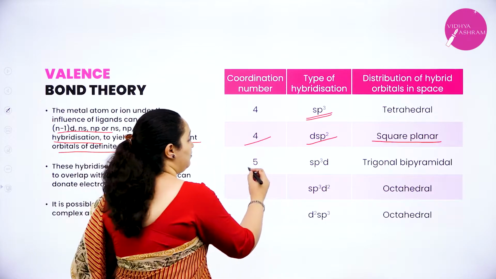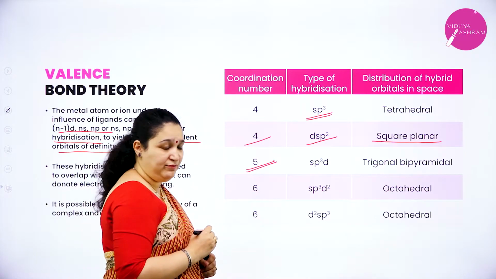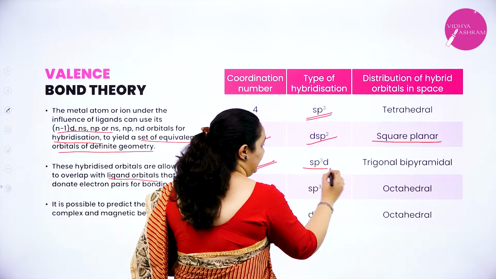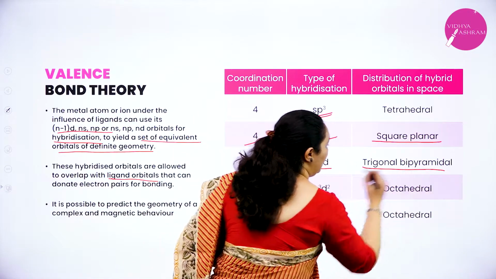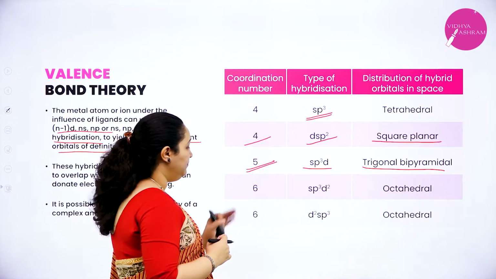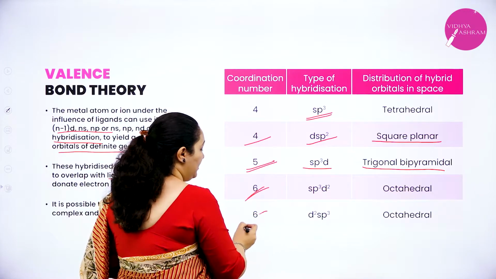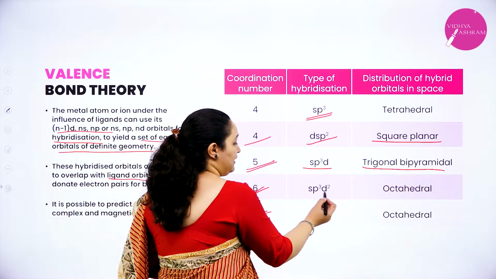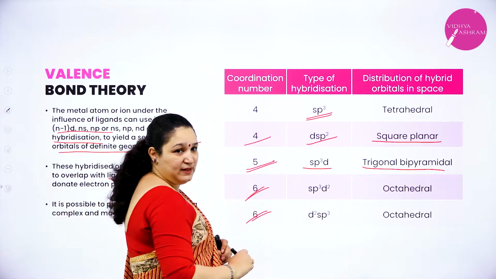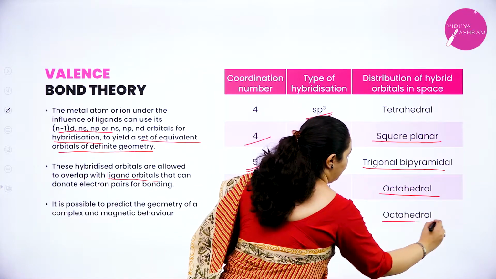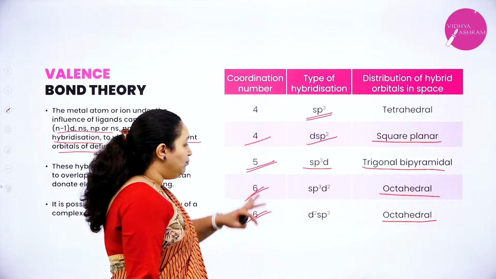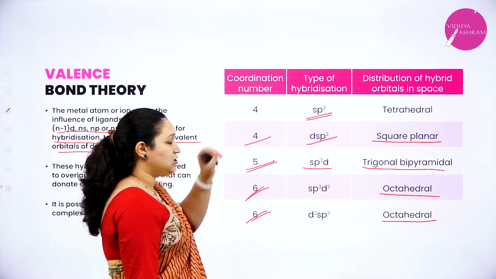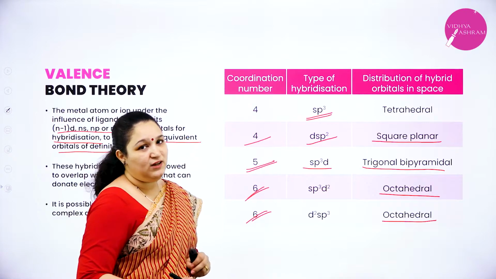If the coordination number is 5 and the type of hybridization is sp3d, then the geometry will be trigonal bipyramidal. If you have coordination number 6, there can be two types of hybridization, sp3d2 or d2sp3, but the geometry will be the same, that is octahedral. More detail about coordination number 6 and coordination number 4 we will be learning further.